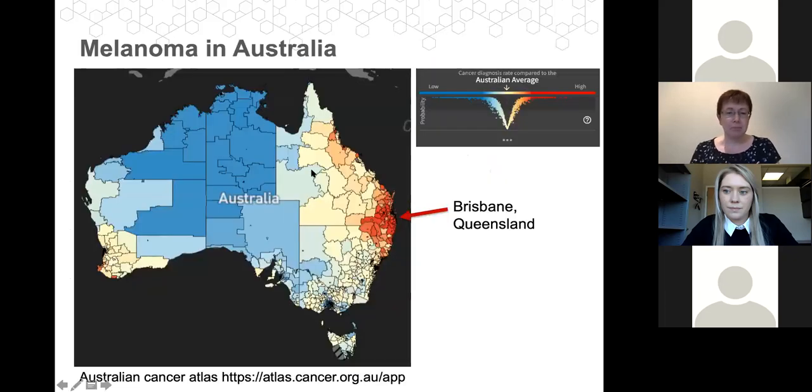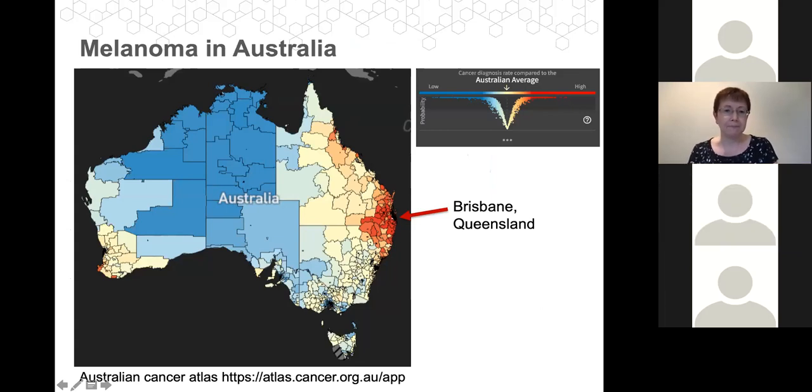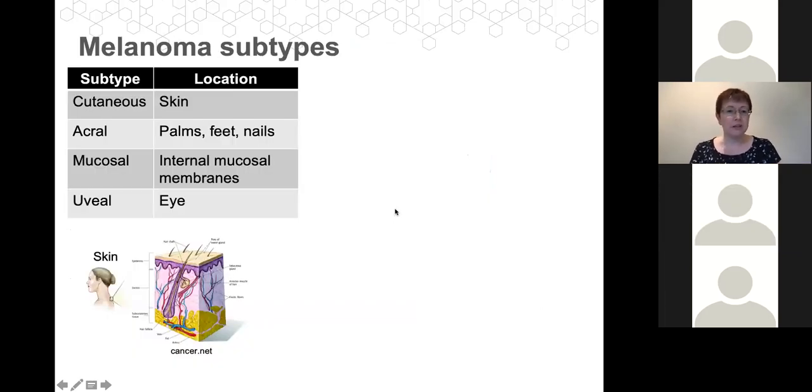This is a plot of the rates of melanoma diagnosis in Australia, with the red being higher rates of diagnosis. I'm based in Brisbane in the state of Queensland, and we unfortunately have one of the highest rates of melanoma diagnosis in Australia. When we're referring to these high incidence rates, we are referring to cutaneous melanoma affecting the skin. However, there are rarer subtypes which can affect other body sites.